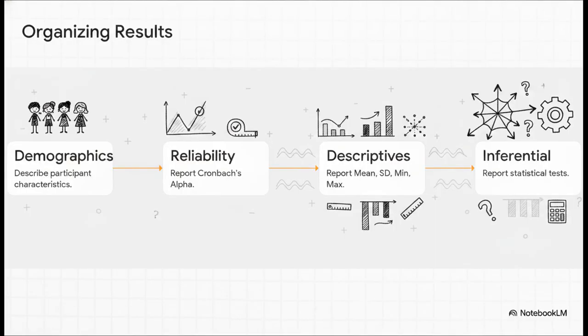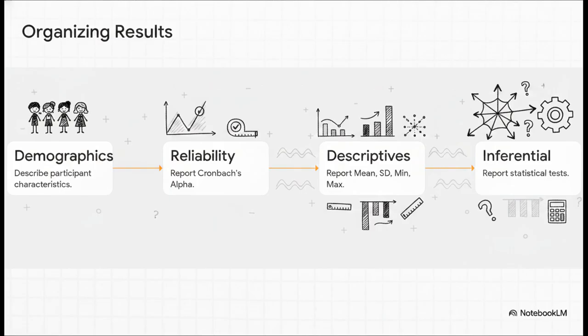To keep things super clean and logical, you're going to want to organize your findings using 4 specific steps. Step 1, outline your demographic information. Who actually took part? Step 2, reliability analysis. Were your instruments actually solid? Step 3, descriptive statistics. We're talking basic averages and standard deviations. And step 4, the heavy lifting, your inferential statistics.